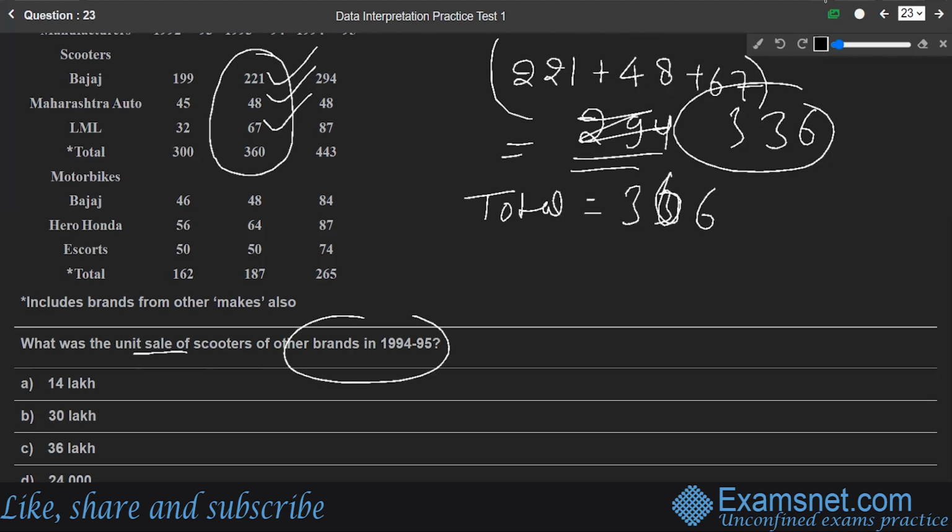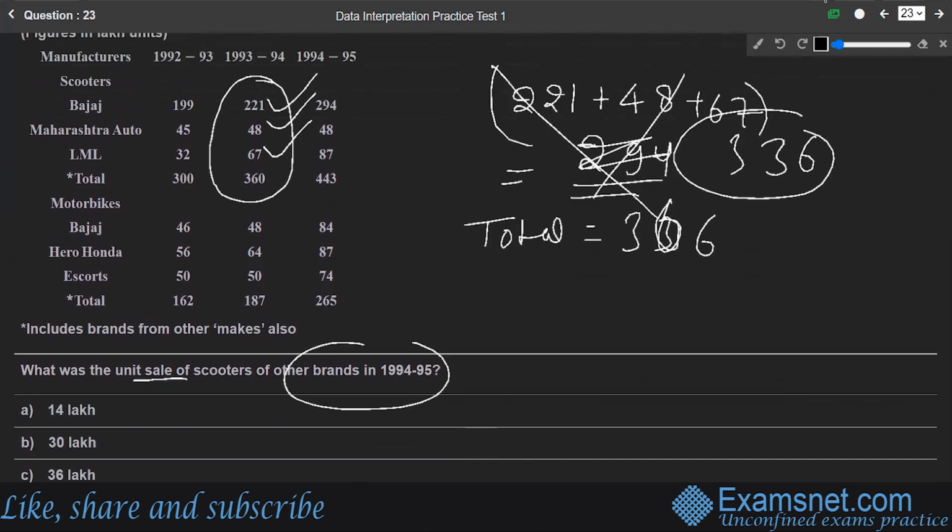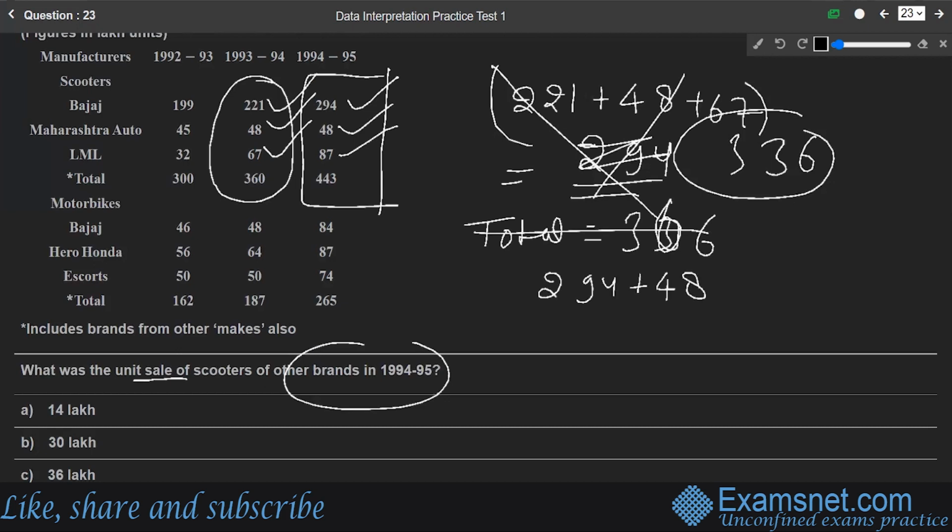So we have to compare for 94, 95. This was the data of 93, 94. We have to compare for 94, 95 for the case of scooters. So clearly we have to compare this particular data. The sale of Bajaj, Maharashtra Auto and LML: the total is how much? Sale of Bajaj Auto has to be 294 plus 48 plus 87. This is the total sale.